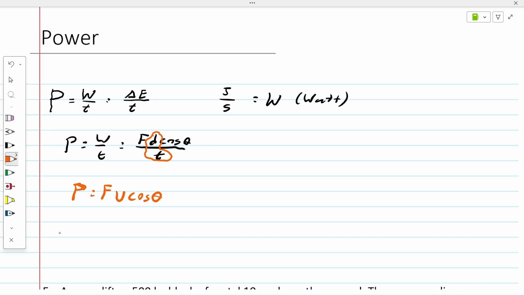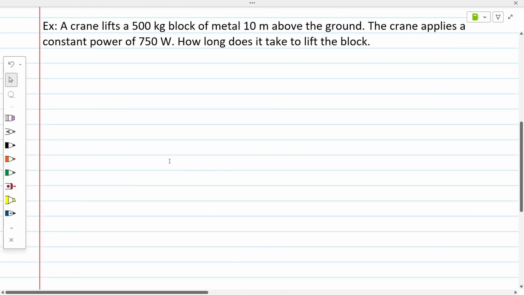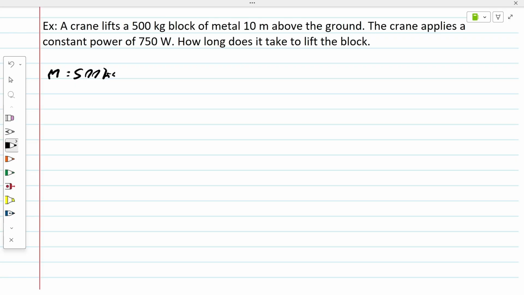Alright, so let's do an example with power. So a crane lifts a 500 kilogram block of metal 10 meters above the ground. The crane applies a constant power of 750 watts. How long does it take for it to lift the block? Okay, so let's list what we know. So the mass is equal to 500 kilograms. The distance the block travels is 10 meters. And the power is 750 watts.